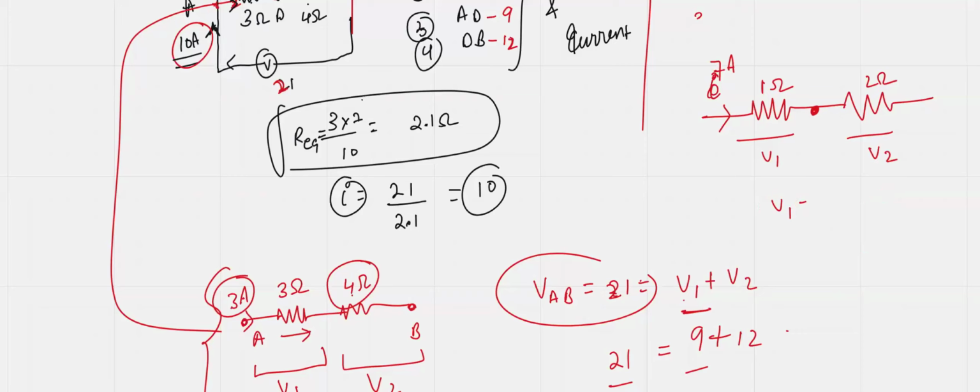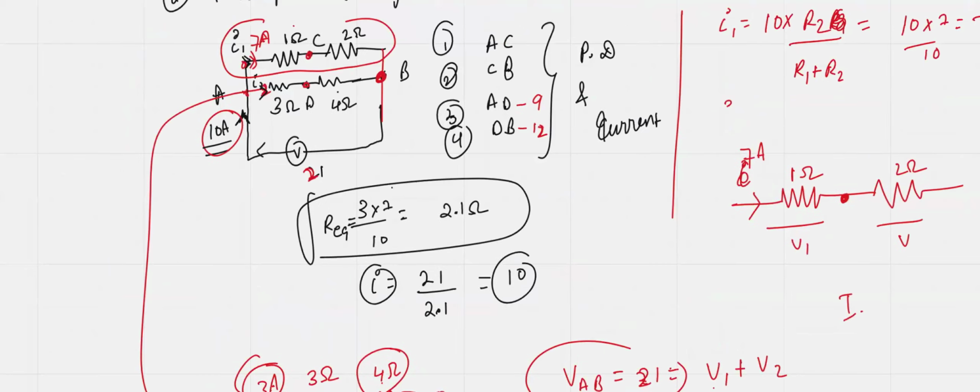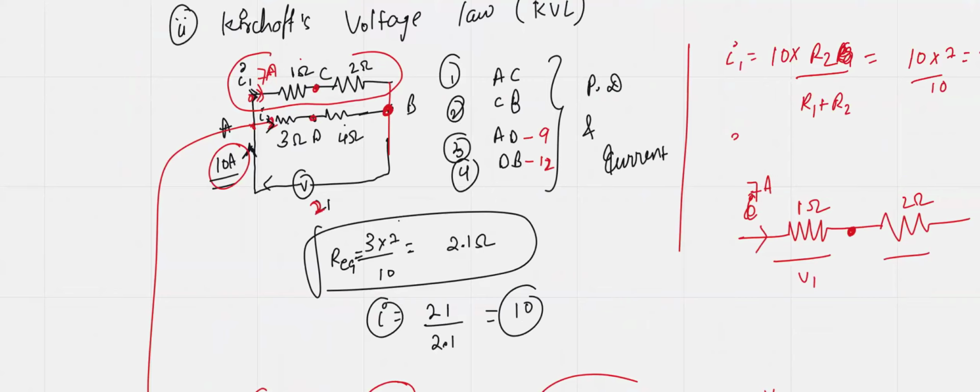Okay, you already know I1 and I2, right? So you can simply put I1 and I2. The way I was going with is the way when you don't know the current value. If you know the current value, what is the resistance over here? This is 1, right? So 7 into 1 will give you how much? 7 volt. Here you have 2, 7 into 2 gives 14 volt.